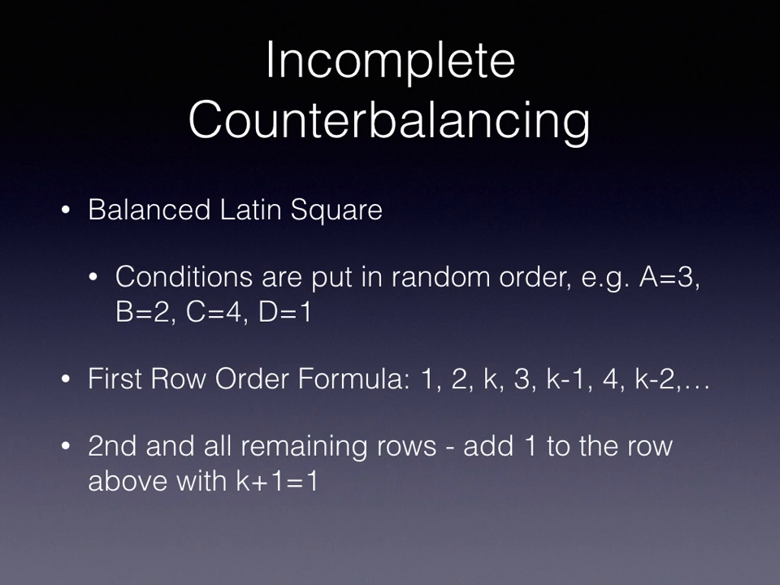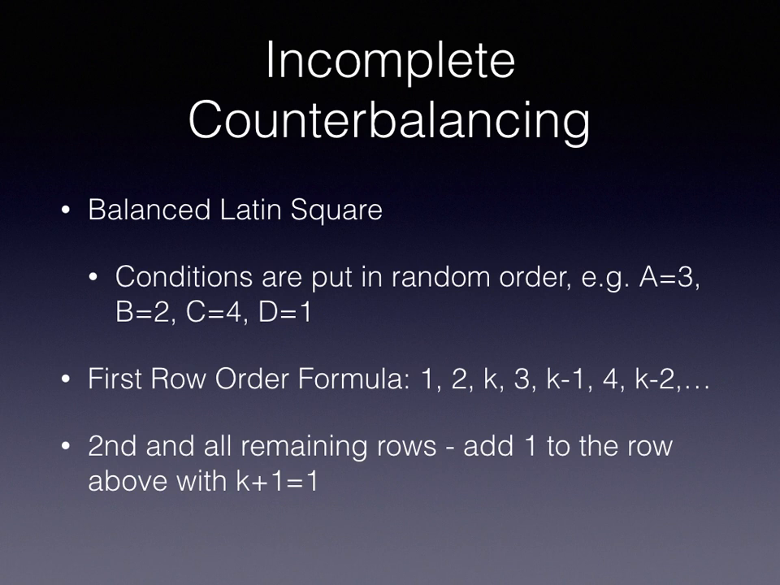If you have more conditions than 4, you can still use this formula. Let's say that we had 6. It'd be 1, 2, k equals 6, and then 3. 6 minus 1 is 5, and then 4, and then you stop because you're at 6. 1, 2, k, 3, k minus 1, 4 is 6. Stop making your first row, and then go down to the next row.